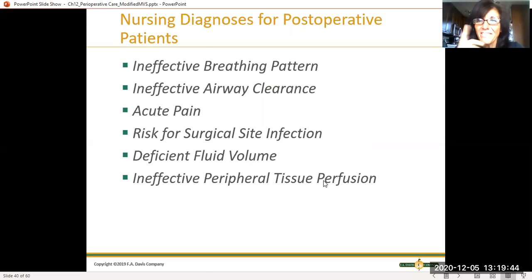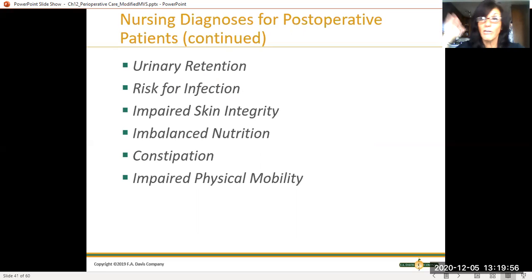Anyway, all right, nursing diagnoses for post-op patients, right? Pain, there's risk for infection, breathing pattern, airway clearance, peripheral tissue perfusion. So are they going to be able to heal? Urinary retention, a side effect of opioids, you know, impaired skin integrity, which they have if they had just had surgery, not risk for, they actually have impaired skin integrity. Imbalanced nutrition, because they've been NPO, and can we start them on something? Constipation, opioids, impaired physical mobility.